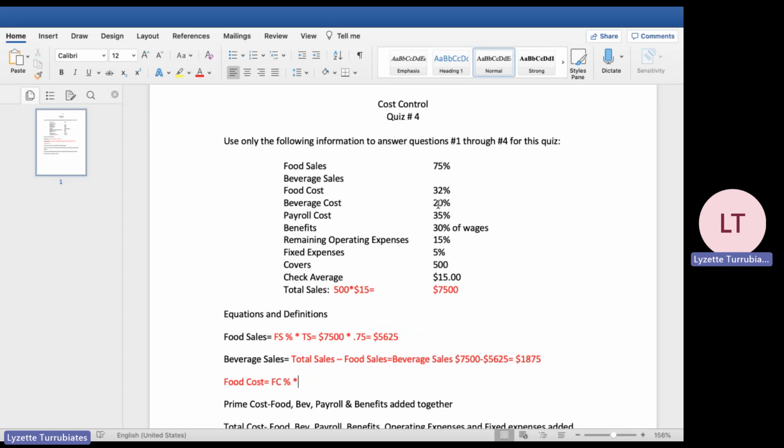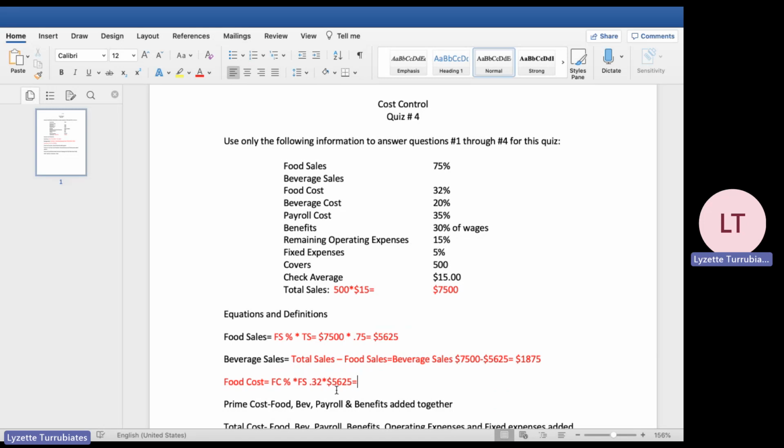food sales, because we want to see how much of our food sales accounts for the cost of food that we actually spent getting all the ingredients for those specific menu items. So now we're going to take our food cost, which right here, it's 32%, and we're going to multiply that by the total sales. And that'll give you your food cost. So I'm going to take 0.32, which is the percentage, and multiply it by the total, not total sales, food sales. Food sales. And the food sales were $5,625. And that is going to give us our food cost.